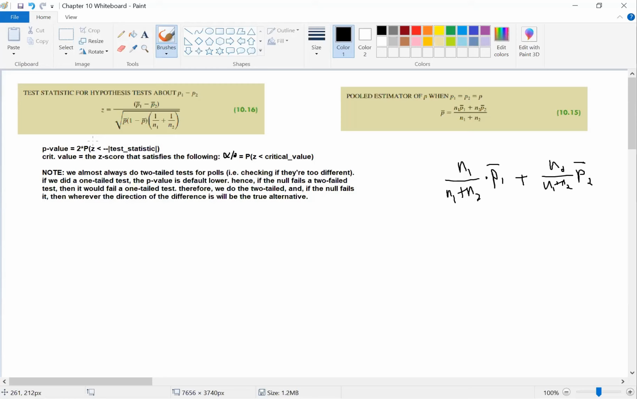Again, you do that from a reverse table lookup. You should take your alpha and divide it by 2. Say you had an alpha of 0.05. Divide that by 2, you get 0.025, and then look for 0.025 in your z tables. The z-score corresponding to that is your critical value.